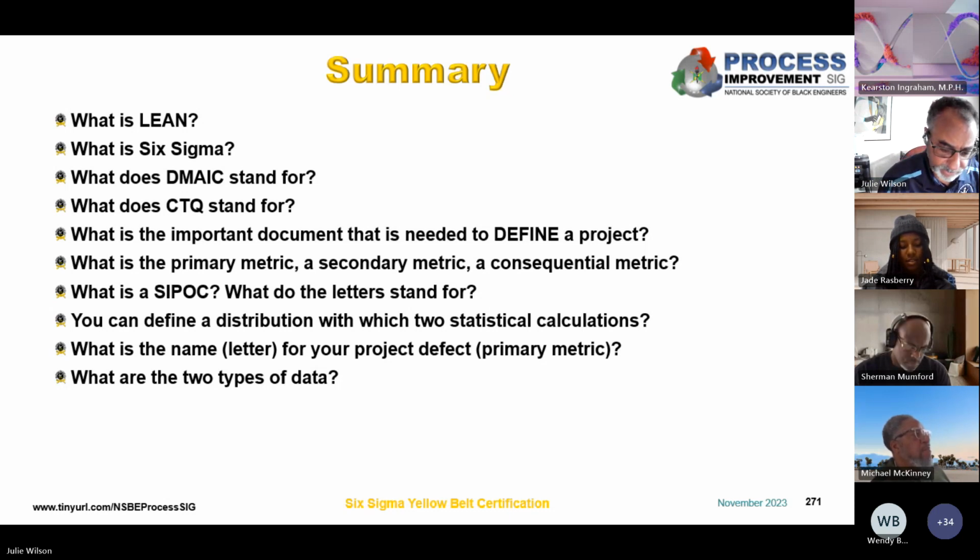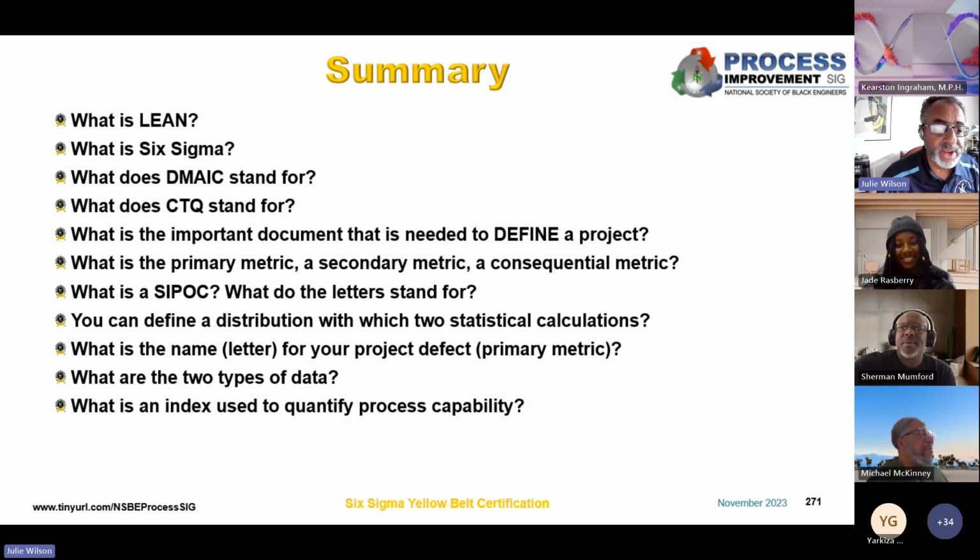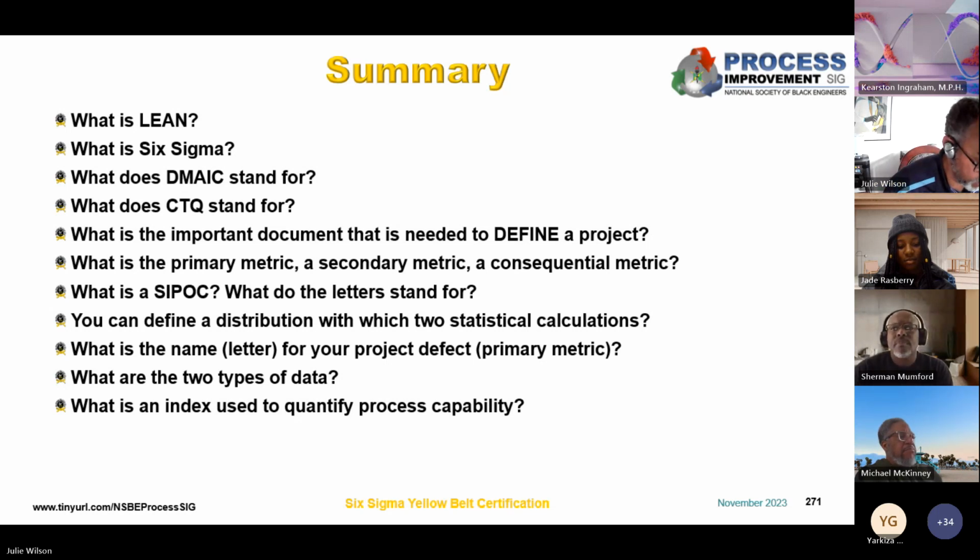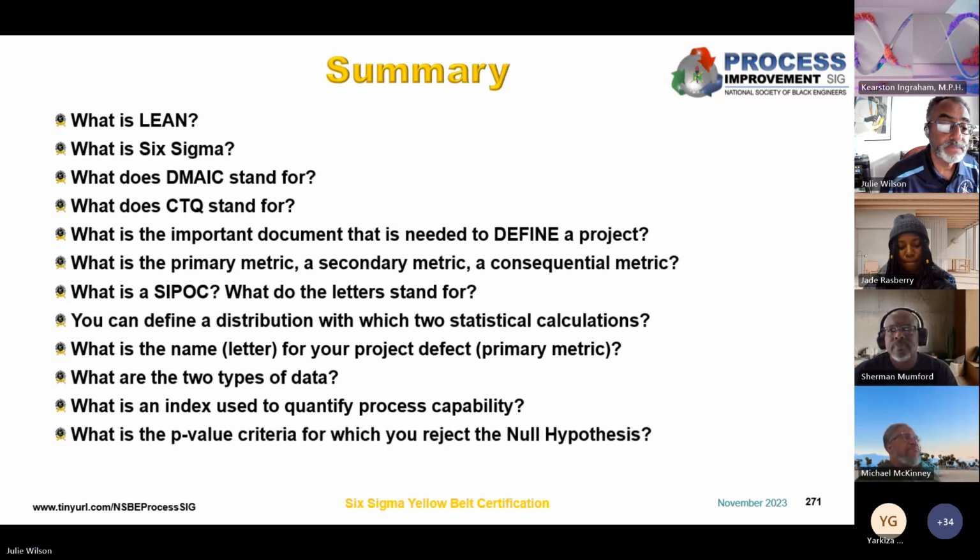Okay, what are the two types of data? Continuous and, I forget the other one. Good. Continuous and discrete. Okay. What index is used to quantify process capability? What is that called? Somebody asked about it at the beginning of the class. The Cpk. Cpk and Ppk.